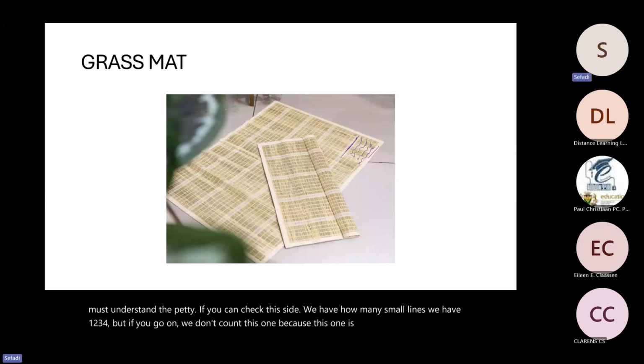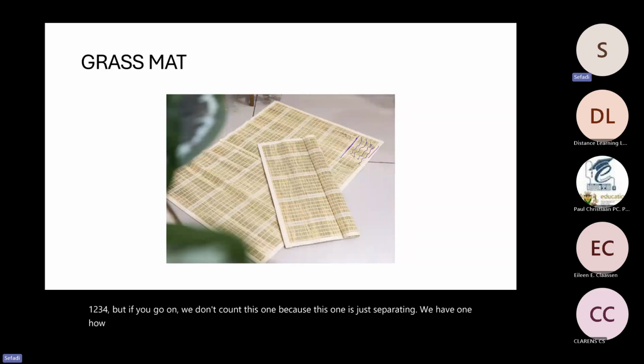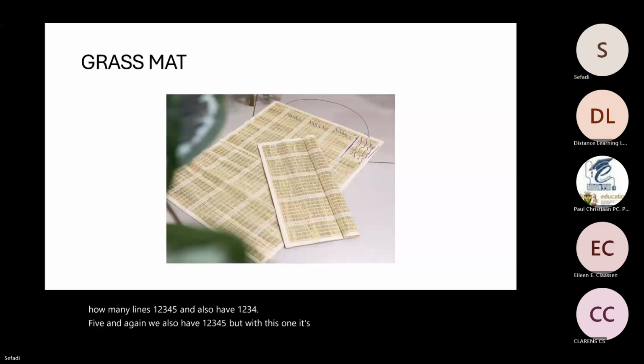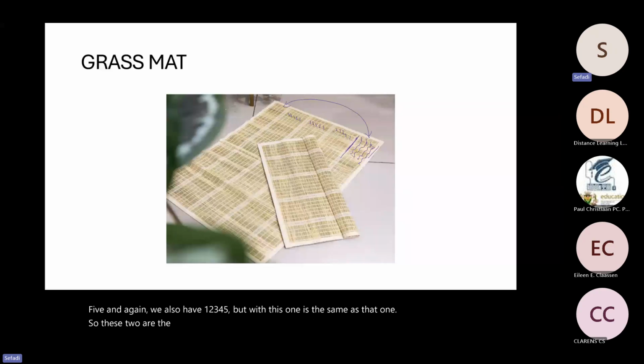How many lines do we have? 1, 2, 3, 4, 5. And we also have 1, 2, 3, 4, 5. And again, we also have 1, 2, 3, 4, 5. But this one is the same as that one, so these two are the same. They do not have 5 strips and 5 lines. They have how many? 1, 2, 3, and 4.